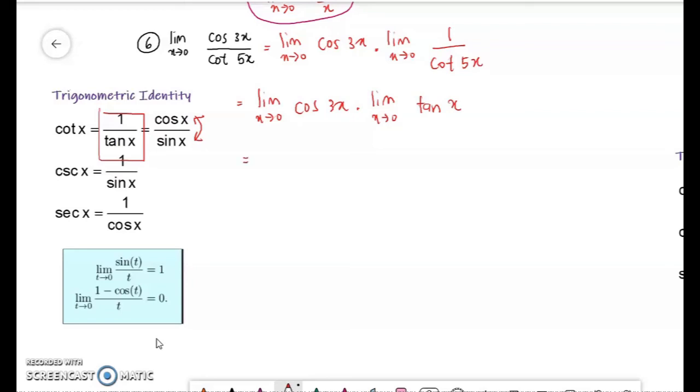I mean, we don't have any 0 over 0 here. So now substitute x with 0. You have 1 here, and for tangent you have 0. So 1 times 0 equals 0. So this is your final answer. Now look at your last example.